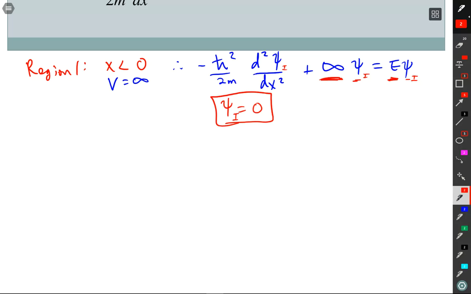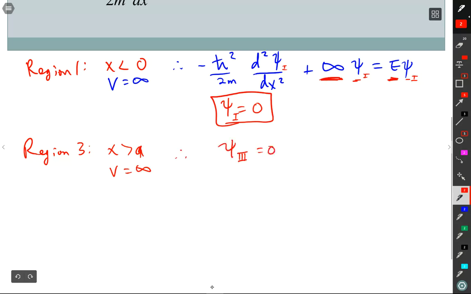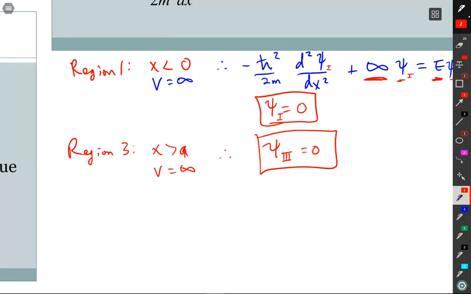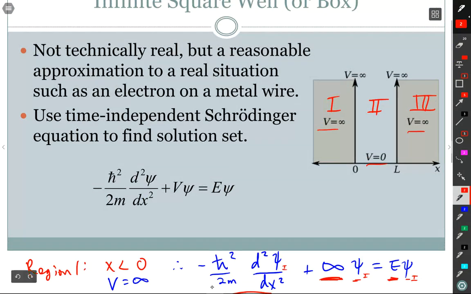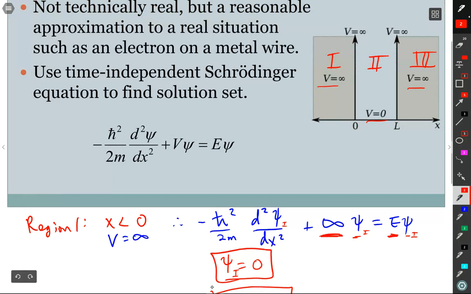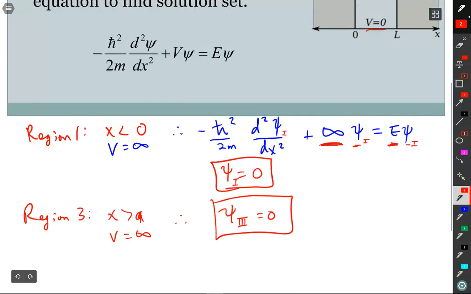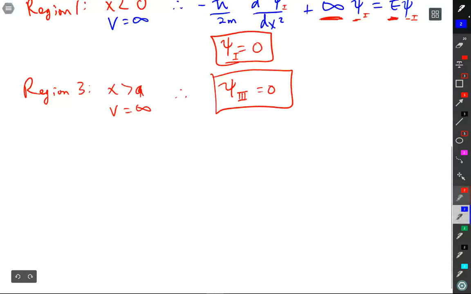Now let's go to region 3. Why to region 3? Because it's the same. Cutting right to the chase, psi in region 3 is equal to 0. Now we want to find psi in region 2. In region 2, what is the potential energy? 0. So my Schrödinger equation is actually the simplest there.